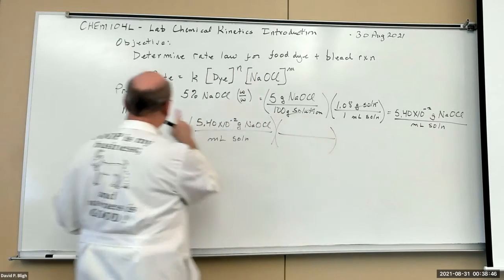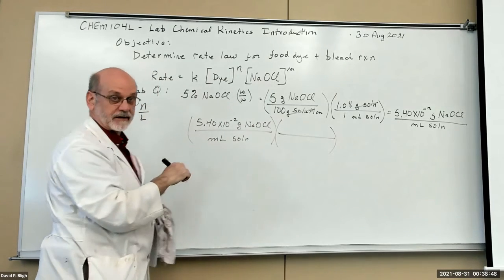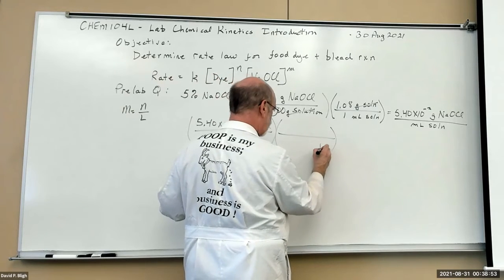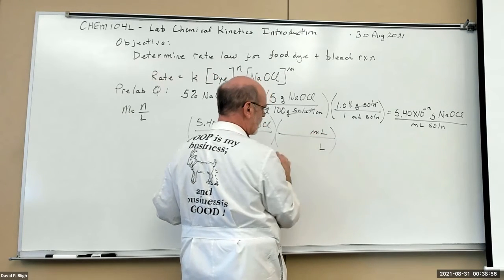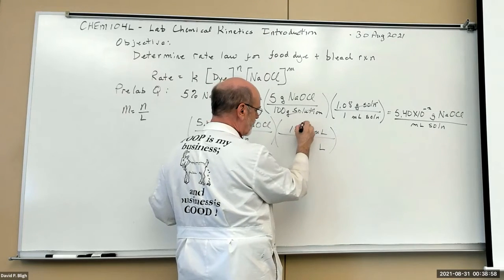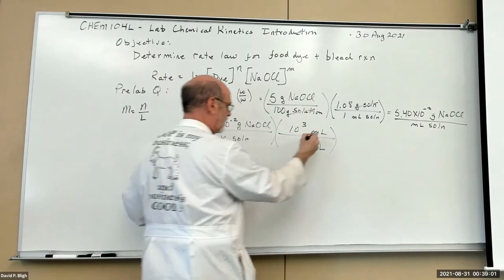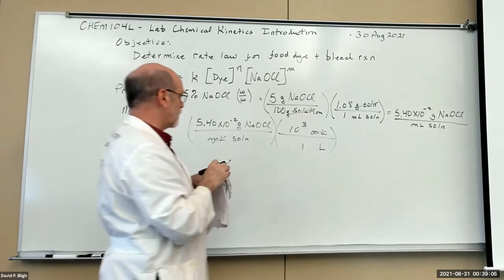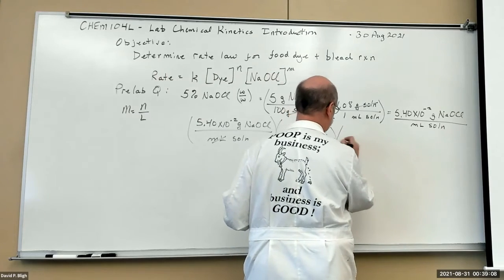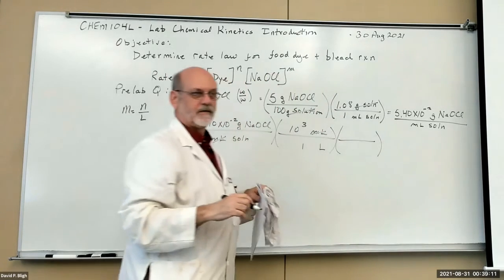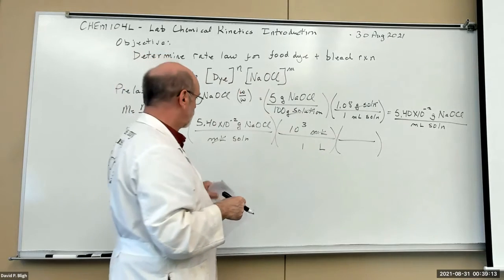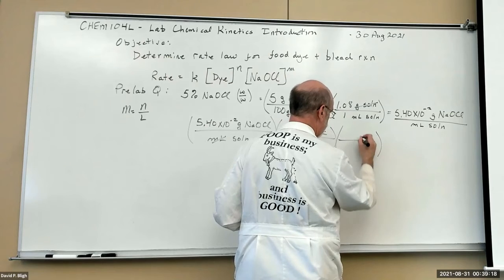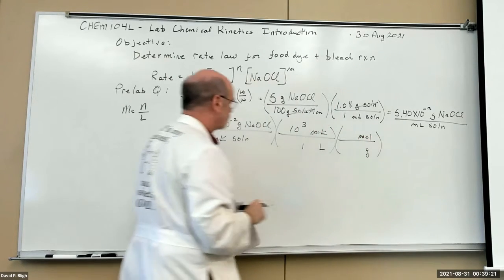How are we going to convert that? We need moles per liter. That's milliliters, right? So we need liter of solution. We need liters here, milliliters there to cancel. So 1 liter is 1,000 milliliters. That takes care of the solution volume. Now we need moles of sodium hypochlorite. How do you do that? Molar mass for sodium hypochlorite. We need grams here and moles here.